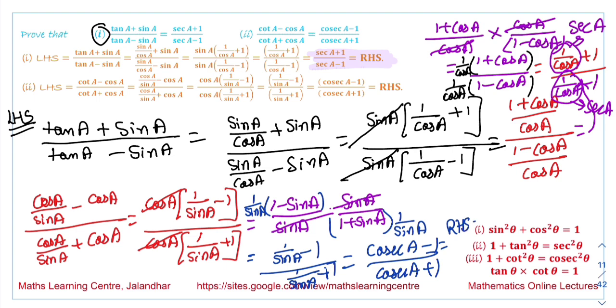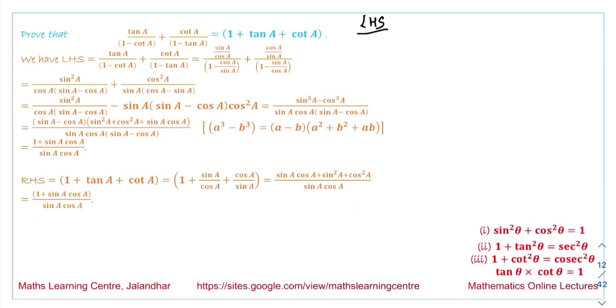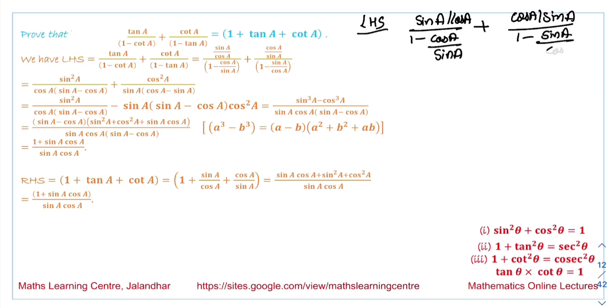Now in this next question, the LHS we have is tan A over 1 minus cot A, so it is sin A over cos A over 1 minus cos A over sin A plus, it is sin A over cos A we are saying, and cot A is cos A over sin A over 1 minus sin A over cos A.